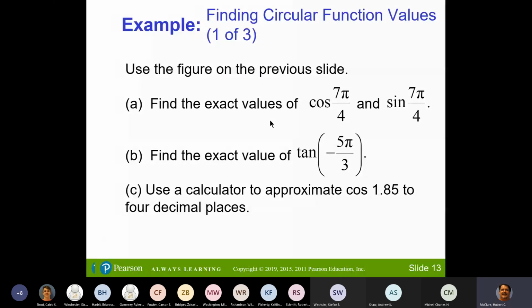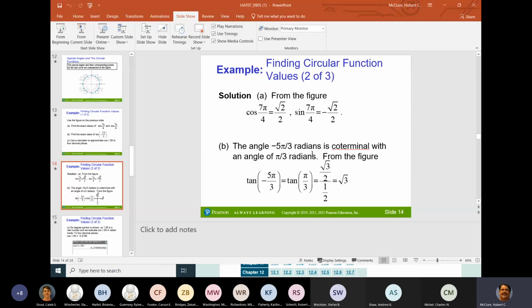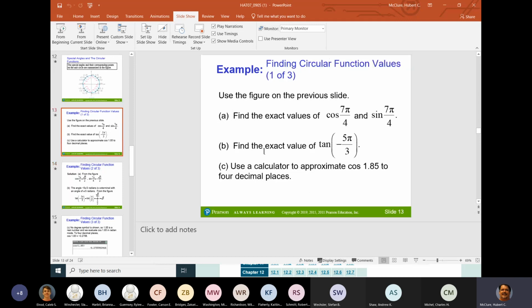And negative square root of 2, square root of 3. I got the square root of 3. How did they get the square root? Oh, that's 5 pi over 3. Wait a minute. Did I do something wrong? I must have copied it down wrong. Hold on a second. Yep, I sure did. Tangent of -5 pi over 3. My bad.